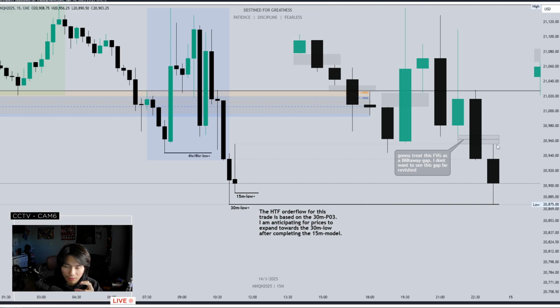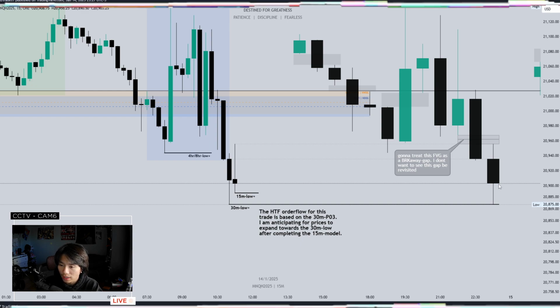So let me say it again. Because we closed below the second fair value gap candle's low, we should take out the third candle's low before we take out the third candle's high.